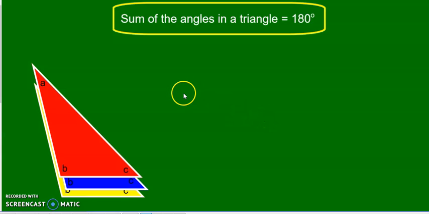Okay, in this video we're going to learn why the sum of the interior angles in a triangle is always 180 degrees. So when we add up all the angles in a triangle, we always get 180 degrees.